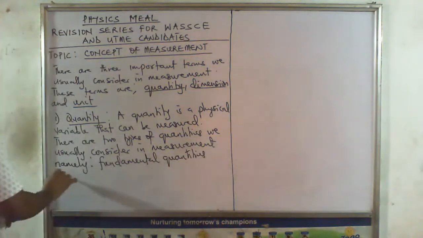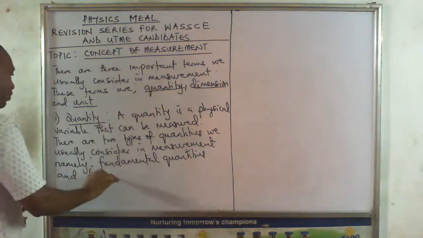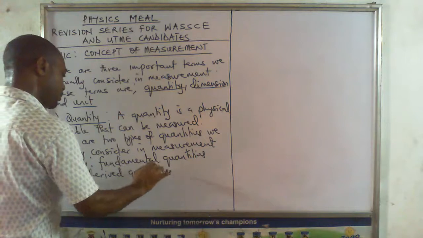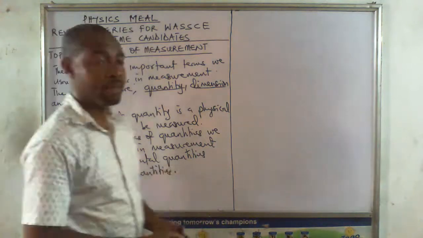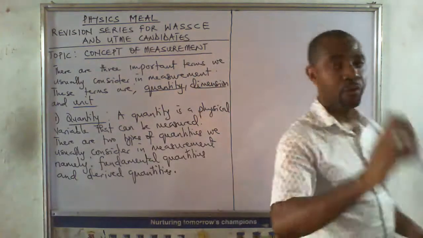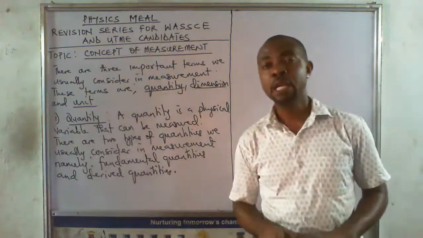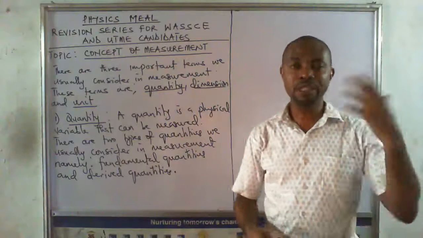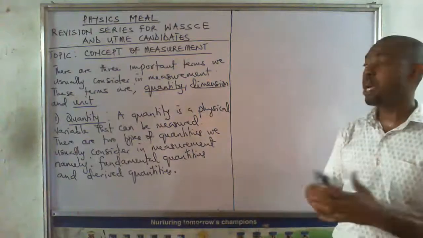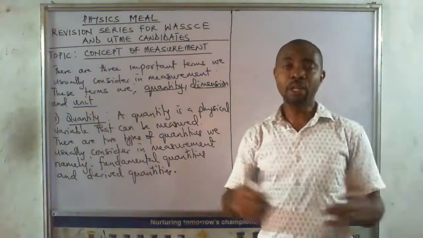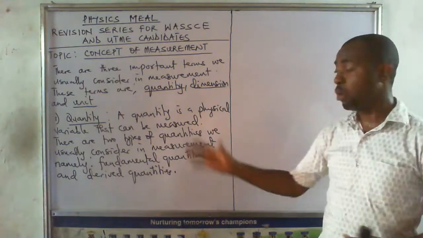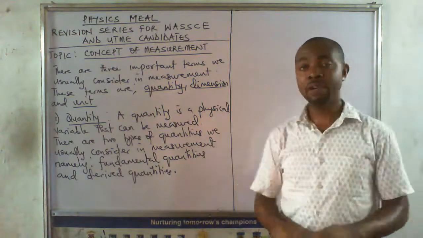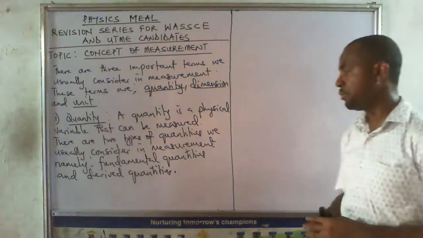Fundamental quantities and derived quantities. As far as measurement is concerned, we look at fundamental quantities and derived quantities. Like I said, we have other quantities like scalar quantities and vector quantities, but whenever we are looking at measurement, we look at these two groups of quantities. That's fundamental quantities and what? Derived quantities. Very important.